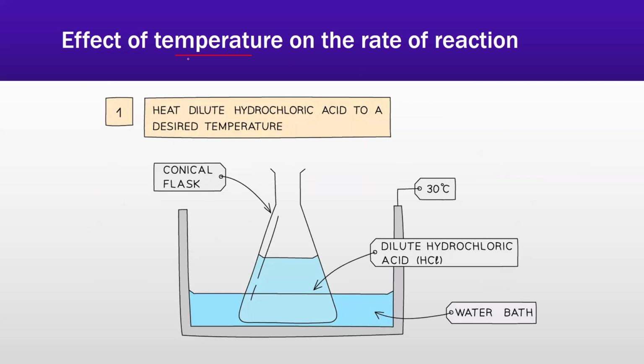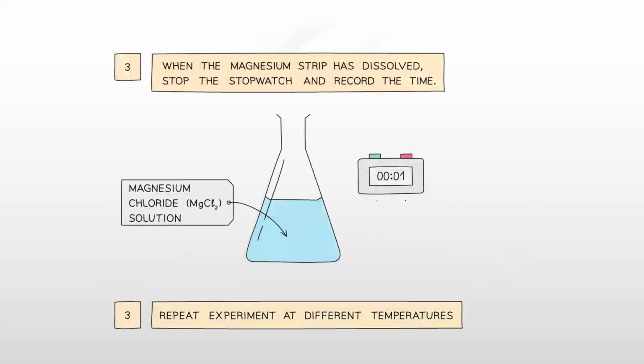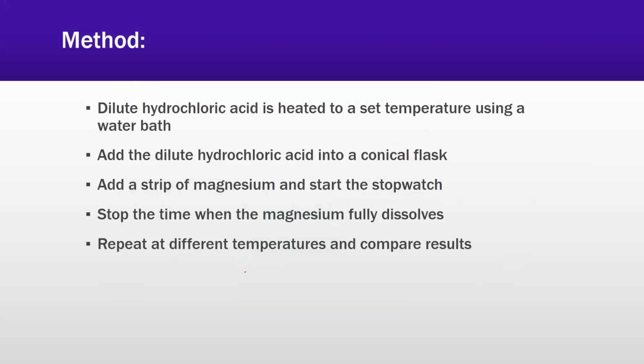Now let's check the effect of temperature on the rate of reaction. Heating dilute hydrochloric acid to a desired temperature, adding a strip of magnesium and then starting the stopwatch. अब मैंने इस HCl solution को heat किया and then I have added a strip of magnesium in this HCl. Now I am going to start the stopwatch and I am going to stop the stopwatch when the magnesium strip has completely dissolved. I can repeat this experiment at different temperatures.